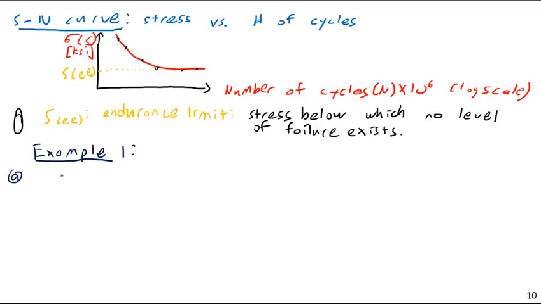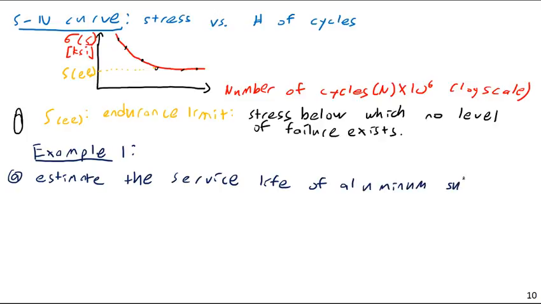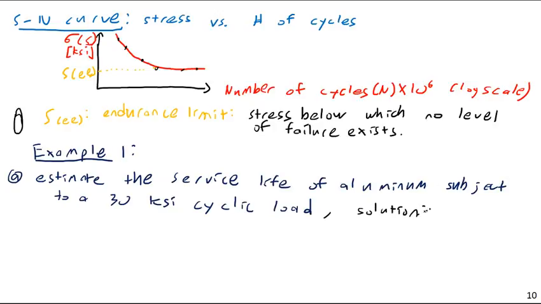Estimate the service life of aluminum subject to a 30 KSI cyclic load. Well, what I could do is go up to my chart and say, okay, 30 KSI, here's the number of cycles, boom. This example is designed to go with a chart, and I don't have that handy though. Solution: it's simply that 30 KSI corresponds to 3.5 times 10 to the sixth cycles.